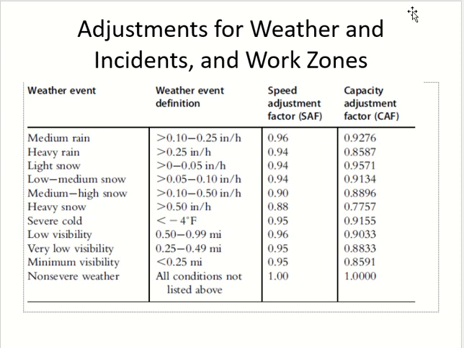And then we talked about the adjustment factors. So this table gives you the adjustment factor of speed and capacity because of what? Weather.